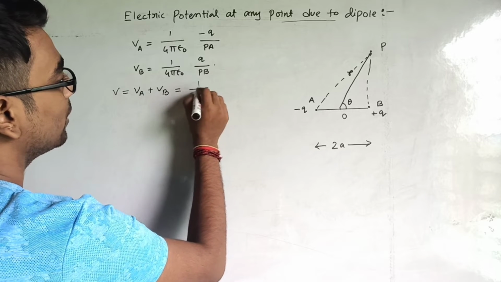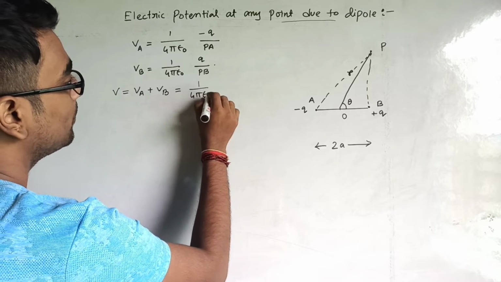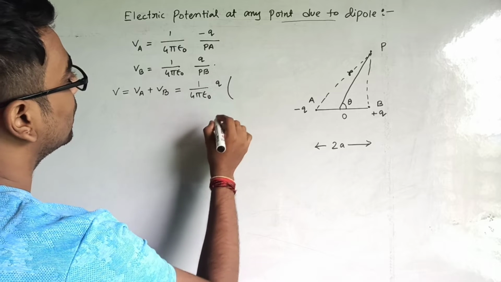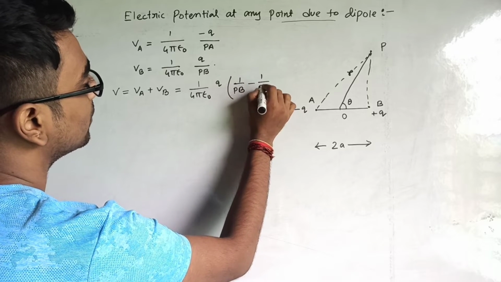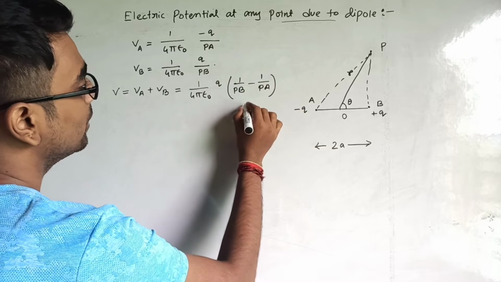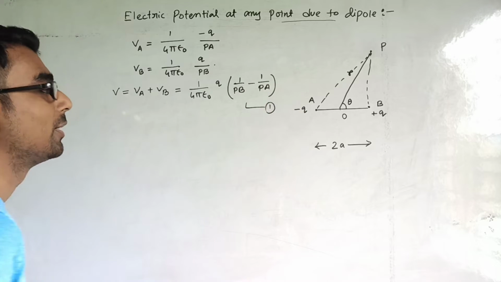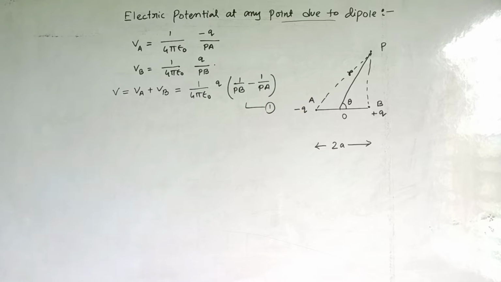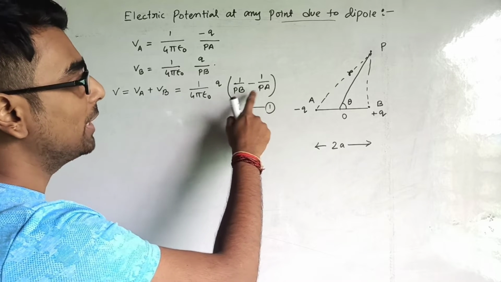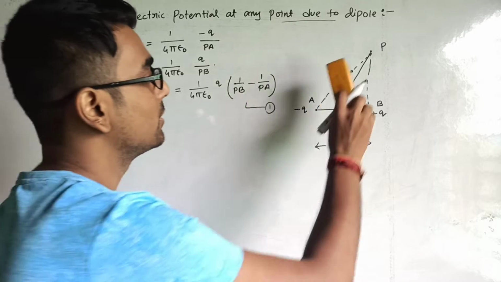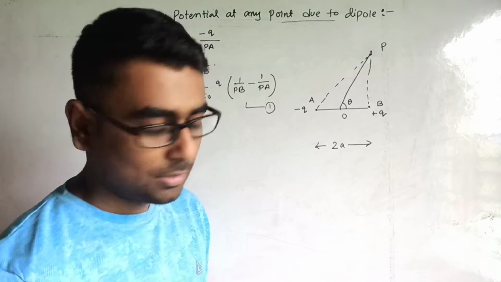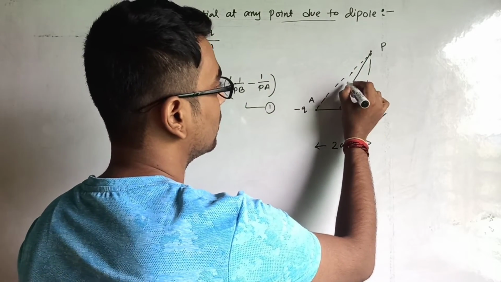So if we take 1 by 4 pi epsilon naught common and Q also common, it comes out as 1 by PB minus 1 by PA. Let it be equation 1. Now we need to put the values of PB and PA here. R is the distance, this one is R, this one is R.